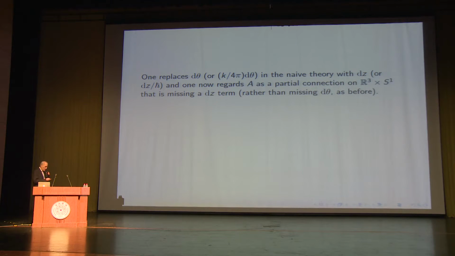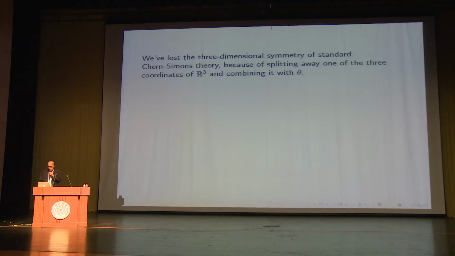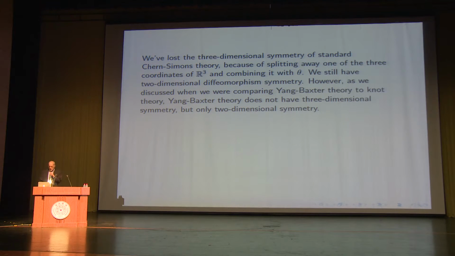So now, in the action, we replace d theta by dz, or dz divided by Planck's constant. And now we regard A as a partial gauge field in R3 times a circle that's missing a dz term rather than missing a d theta term as before. And now the action is the one that Costello described. Now, we've lost the three-dimensional symmetry of standard Chern-Simons theory because of splitting away one of the 3 coordinates of R3 and combining it with theta. We still have two-dimensional topological symmetry. But as we discussed when we were comparing Yang-Baxter theory to knot theory, Yang-Baxter theory does not have three-dimensional symmetry, it only has two-dimensional symmetry. We've lost the symmetry that's missing in integrable systems, and we've in turn gained the spectral parameter.